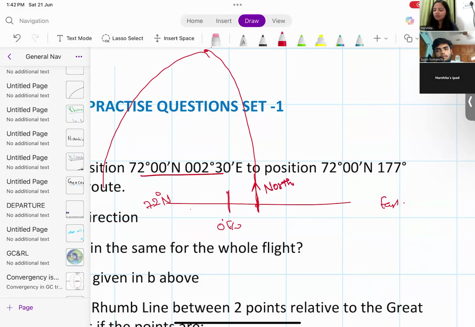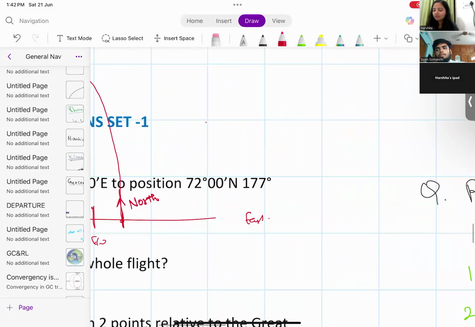Do you agree to it? Yes. This is like a roller coaster ride. You wanted to go from point A to point B. You traveled exactly to the north, right? Yes. Then you came down like this towards your point B.